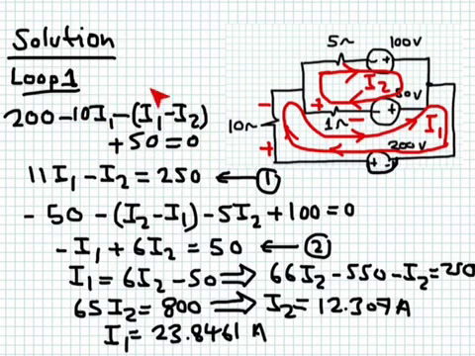You take all the I terms to the other side. This 250 stays 250. This is minus 10 I1, minus I1 becomes 11 I1. It goes to the other side to become positive. This is positive I2, and it goes to the other side to become negative. So this is my first equation. Now we write the second equation for loop number 2. We go around in the clockwise direction.